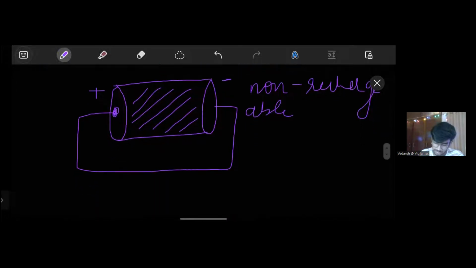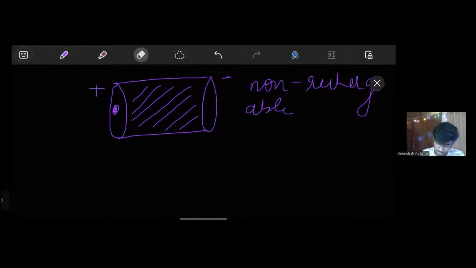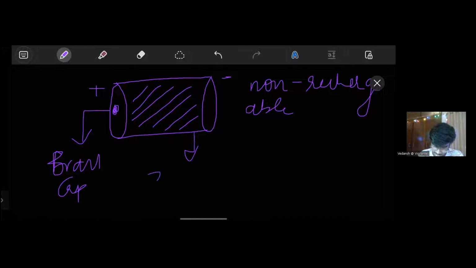So let me define for you the various components of a cell. This is known as the brass cap, made out of brass, so therefore it goes by the name brass cap. Now the outer covering is made out of zinc, so it is known as the zinc case. This is again a brass cap over here in order to conduct electricity.